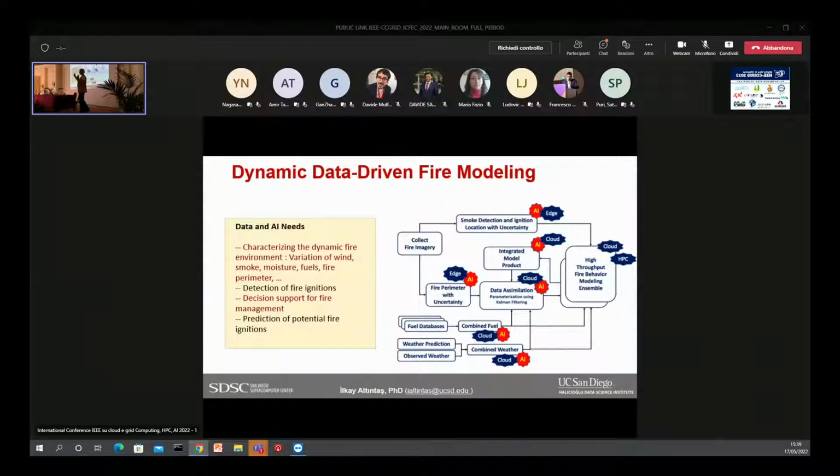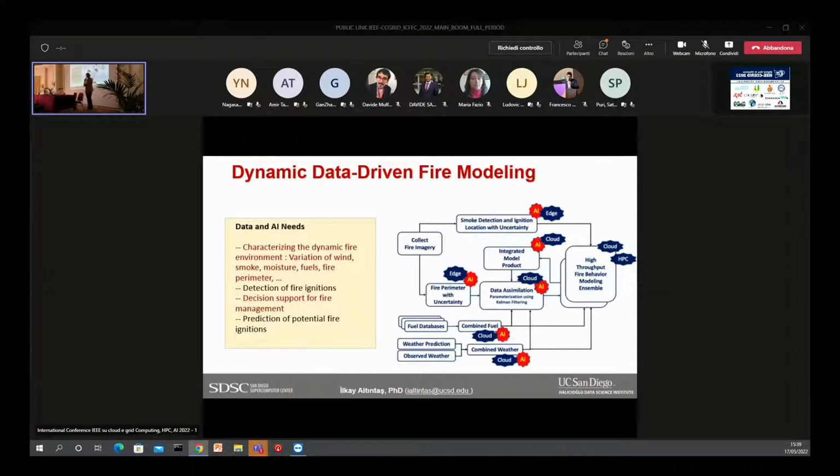So it wasn't us telling, oh, the interface should be like this, or I need models at this time. And what is the AI in it, or what's the workflow in it? So it's about characterizing the dynamic fire environment, the ignitions, variation of wind, smoke, moisture changes, fuels, perimeter evolutions, and detection of those ignitions is how it starts.